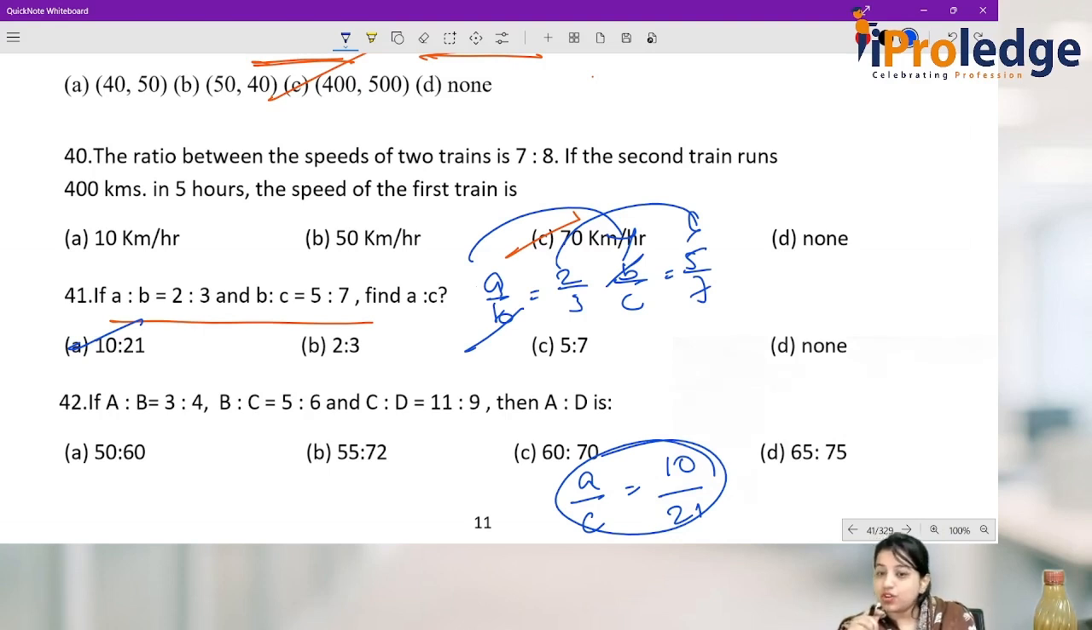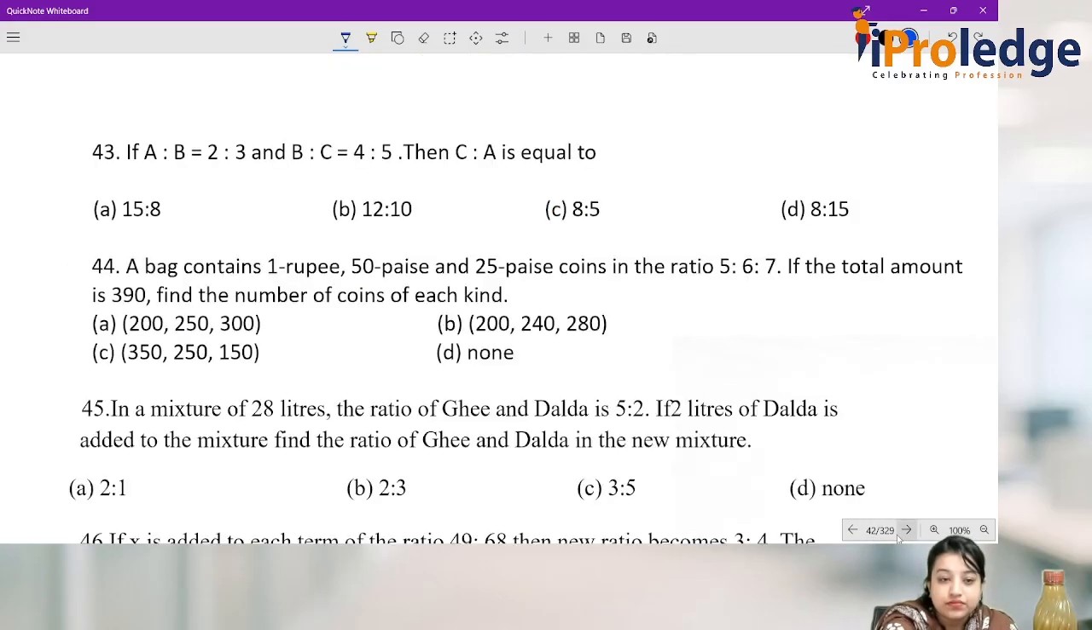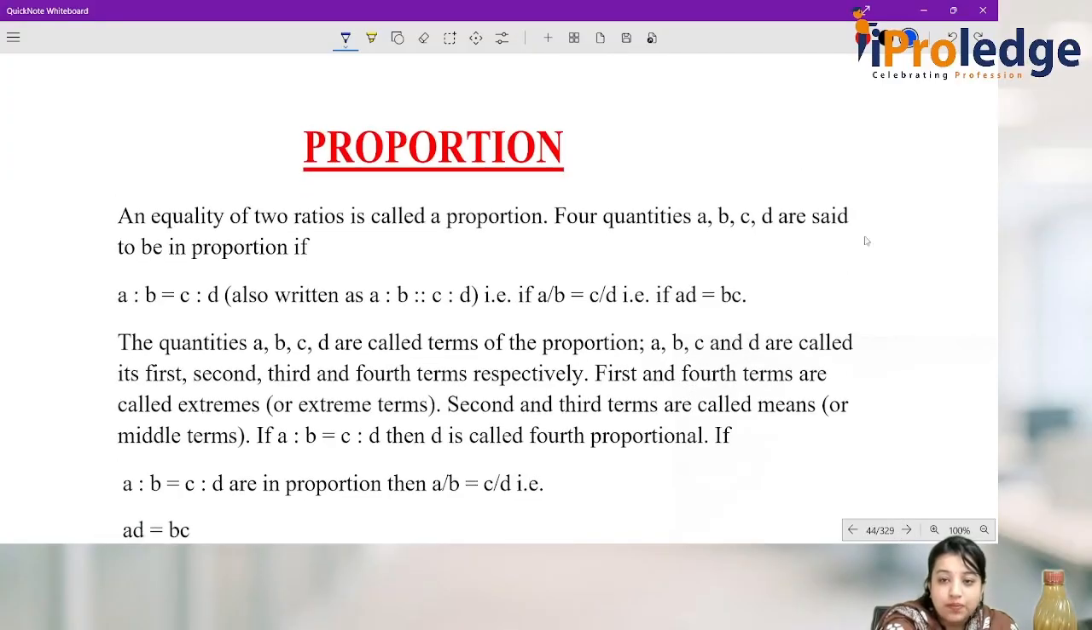So we'll spend more time for SI, CI and UT. Okay? We have different kinds of questions in that. Okay? Done? So now let's move on to the proportions.